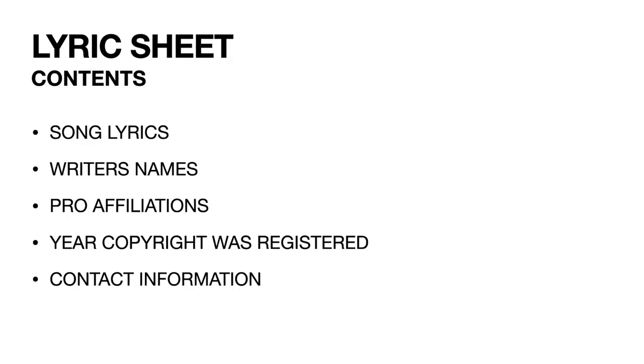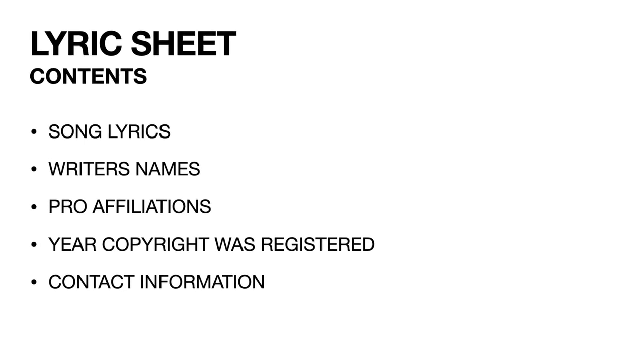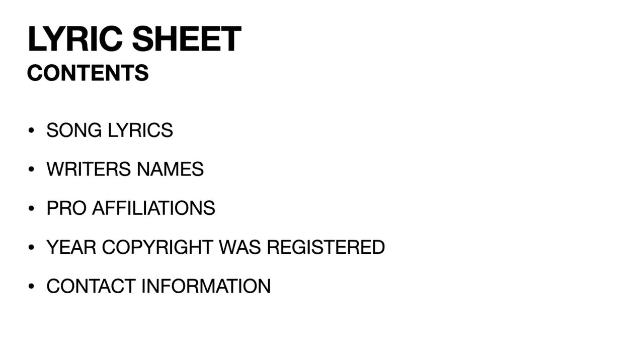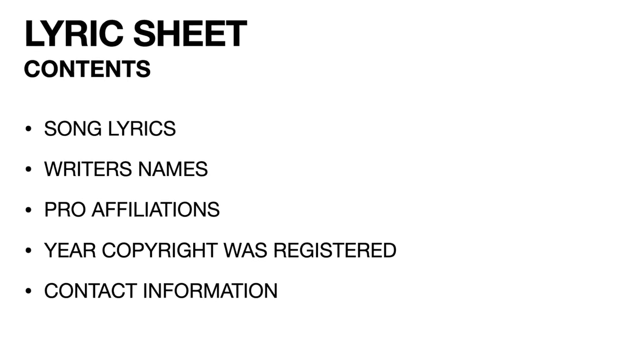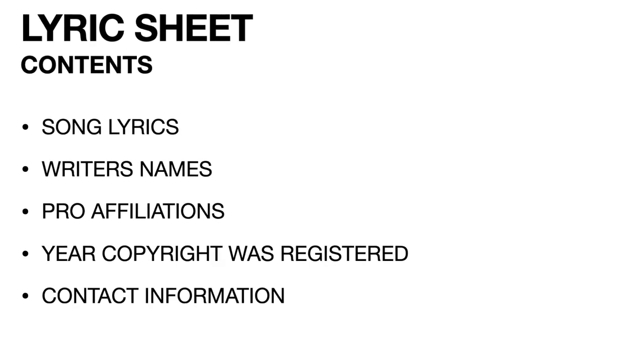After fingerprinting and tracking, we need metadata for the DSPs, which includes lyric sheet and credit list. These can be transcribed into your regular note-taking devices. The perfect lyric sheet should consist of only the song's lyrics, the writers' names and PRO affiliations, the year the copyright was registered, and contact information.